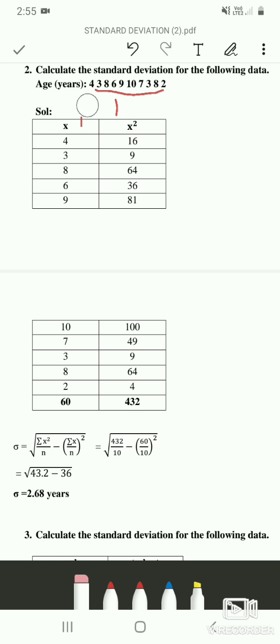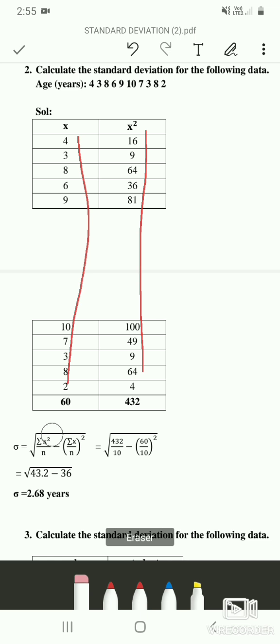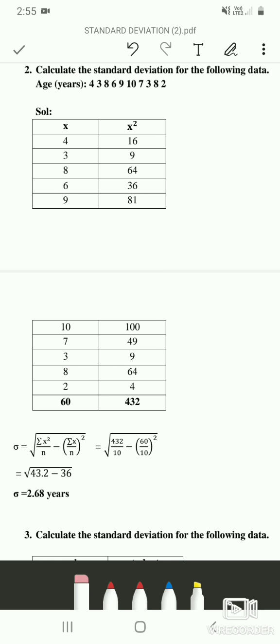In direct method, using this formula, you require only 2 tables. You can use this formula whenever the given numbers are small, so that it will be easy to obtain the x square values, and the number of observations are more. So you can use the direct method.